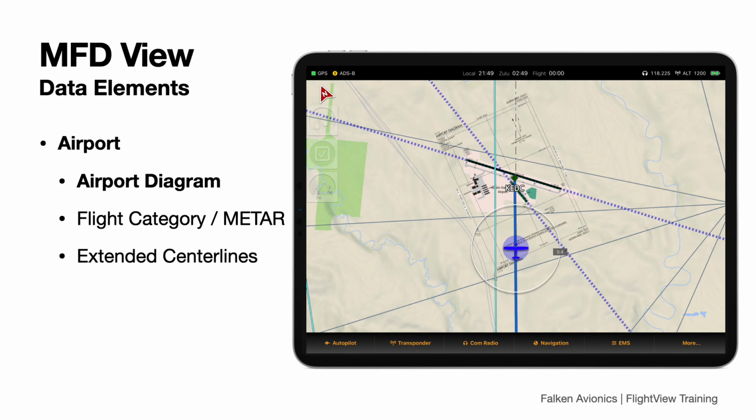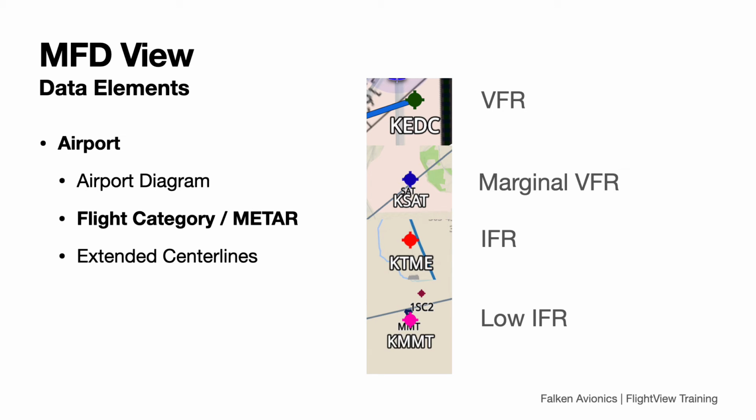In some cases, these are FAA-produced official diagrams. At other airports, these are sourced from an open-source mapping project. The FAA diagrams include taxiway identifiers. The crowdsourced diagrams do not. As I mentioned, FlightView color codes airport icons depending on the flight category value of the local METAR. Green indicates VFR conditions, blue is marginal VFR, red is IFR, and magenta is low IFR. If an airport's METAR report is out of date or fails to decode, the airport will appear in the standard burgundy color.